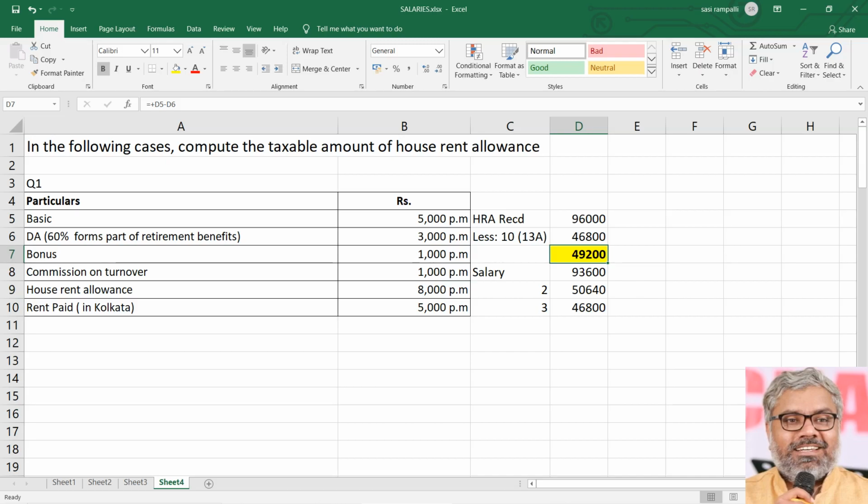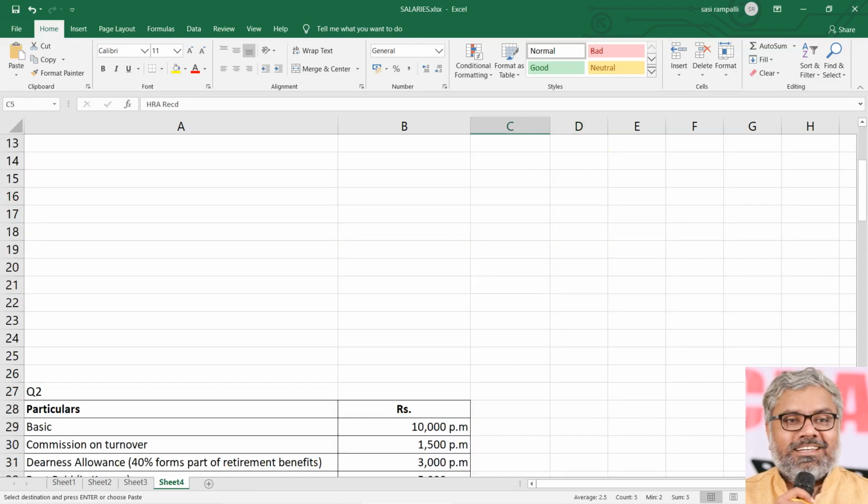49,200 is the taxable HRA. That's what we want. We don't want total salary. We don't want exemption of HRA. We want the taxable amount of HRA, that is 49,200 in the first case. Like this, we can solve the other questions also quickly.